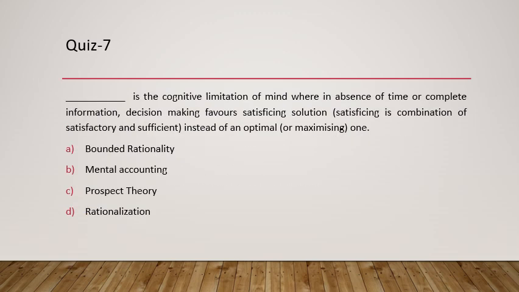Question number 6 is dash dash dash is the cognitive limitation of mind where in absence of time or complete information, decision making favors satisficing solution instead of an optimal one. This concept comes from bounded rationality, or rather this is what bounded rationality is all about. So our answer here becomes A.